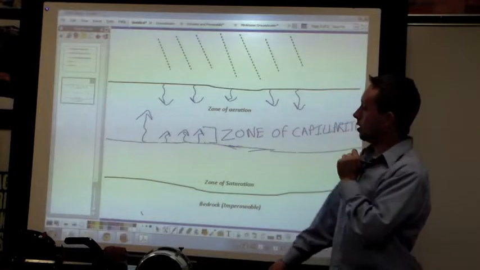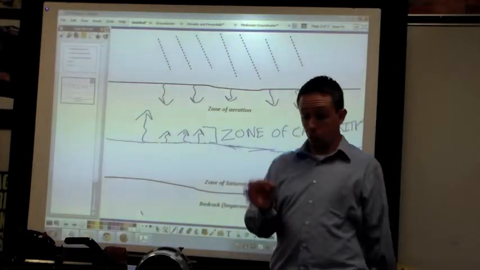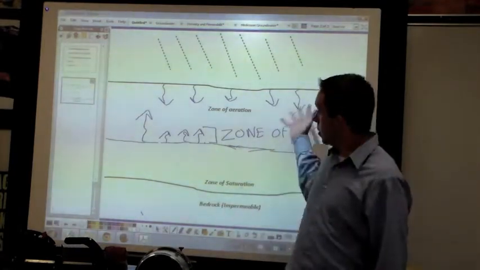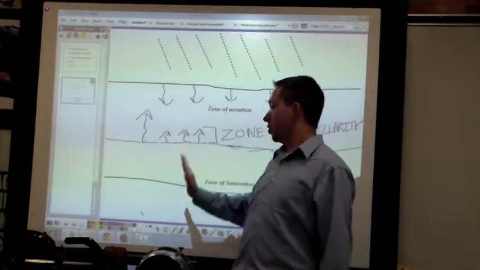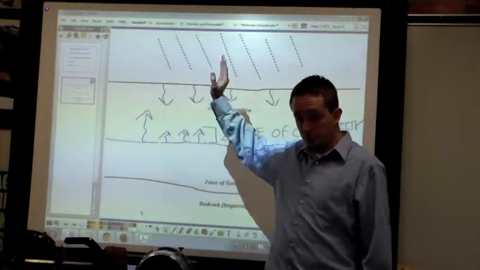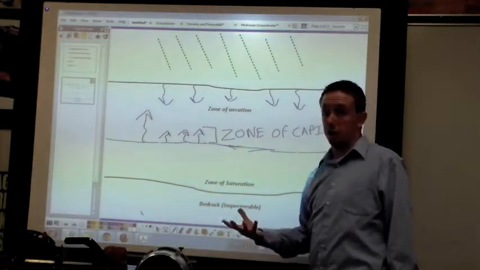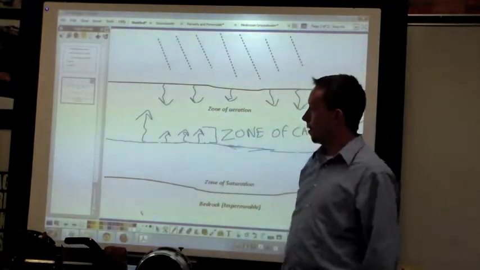Okay, and what I was just saying is if you have smaller particles in your zone of aeration overall, the zone of capillarity will become wider because the water particles can travel up higher. If the particles are larger, like a sand for example, they won't travel up as high.